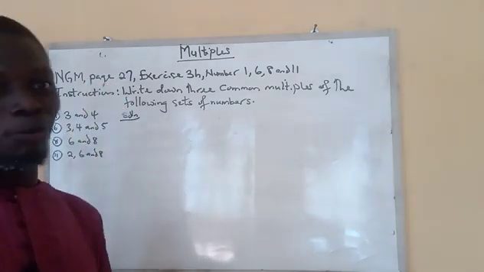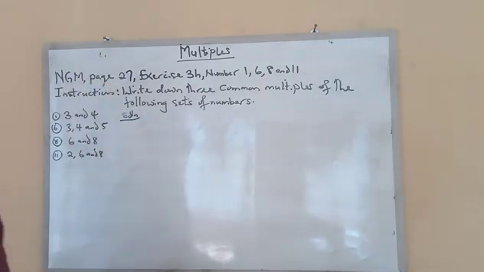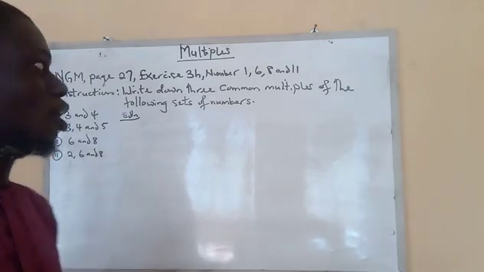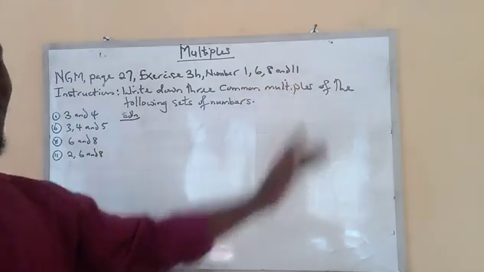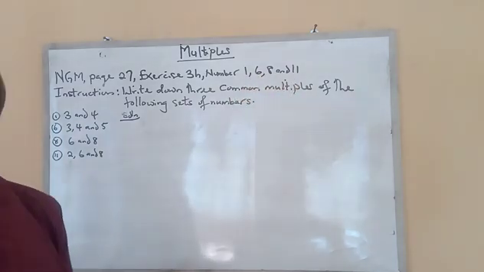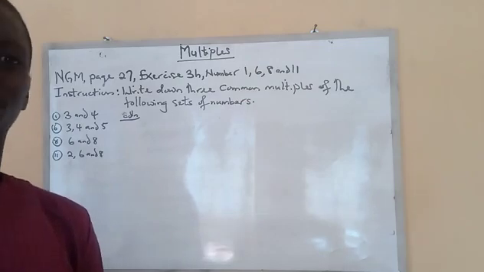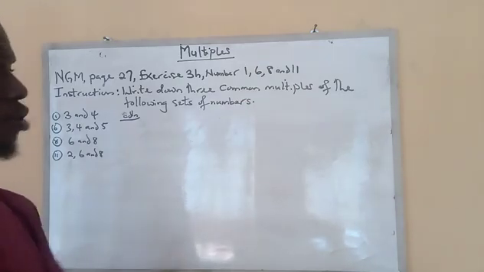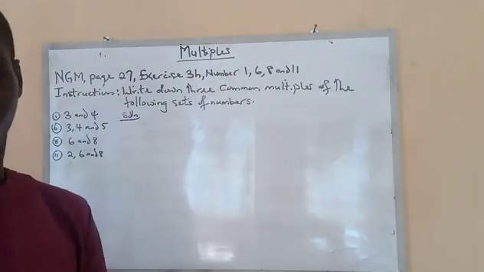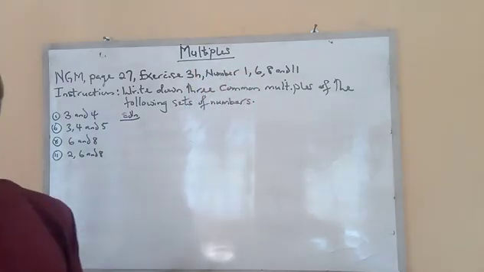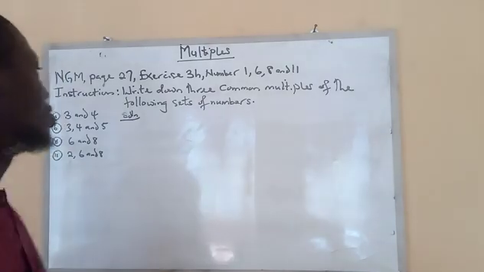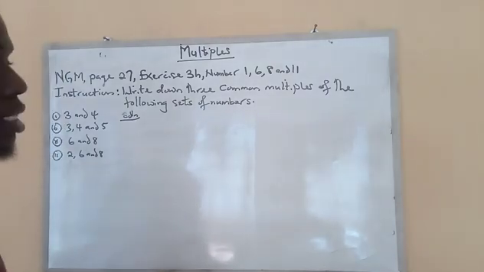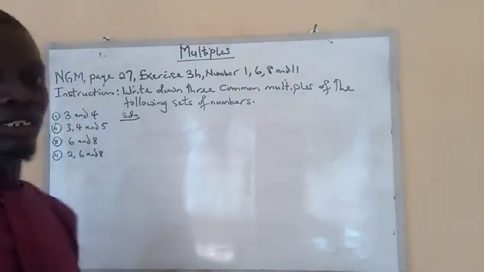This time around, we are going to be solving number 1, number 6, 8, and 11. In the exercise, we have up to 12 questions, so we'll be solving 4. And I believe at the end of this 4, once you have finished it, you'll be able to solve the rest by yourself. This exercise also comes with its instruction.